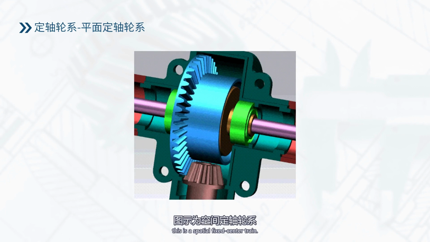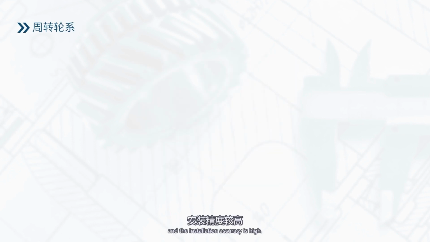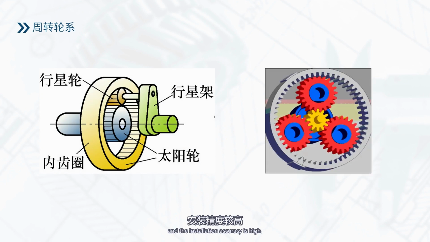This is a spatial fixed center train. The axes of each gear are fixed but not parallel here. The gear train often contains bevel gear transmission, worm drive, etc., and the axis of the gear is often not parallel. Through this gear train, more functional motion transmission can be realized, the structure is relatively complex, and the installation accuracy is high.